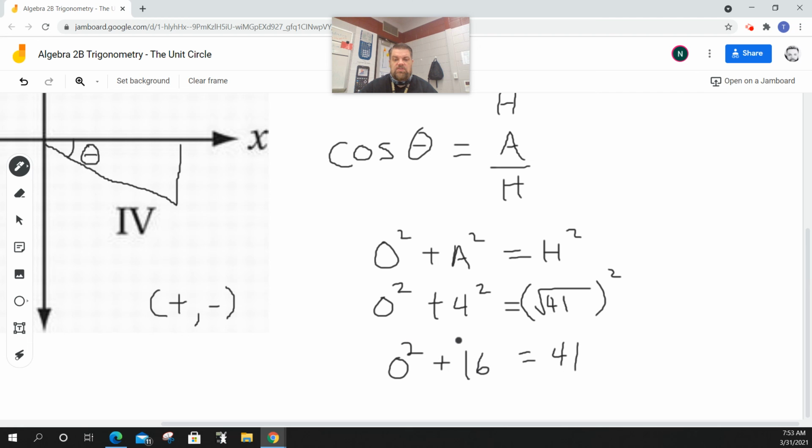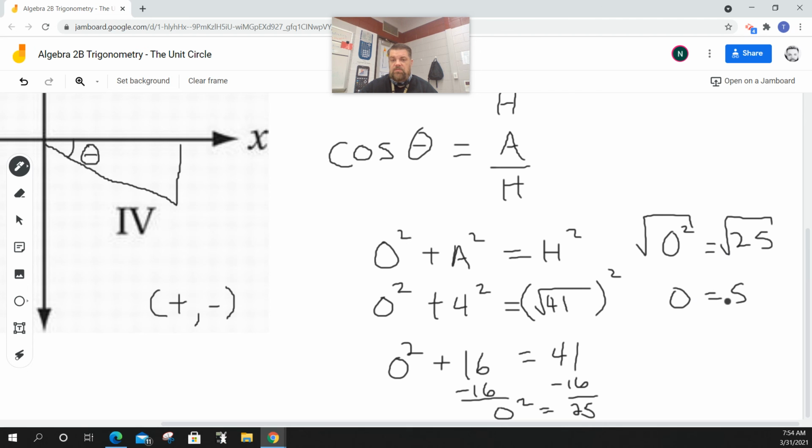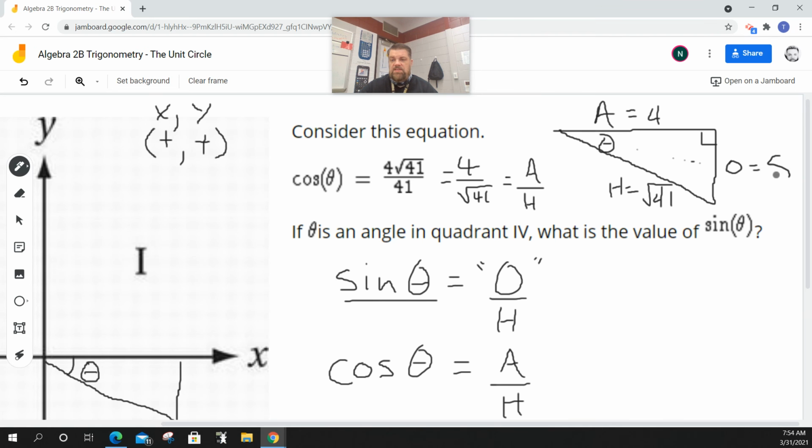And then I have the opposite squared. That's the letter O, not 0. So then I subtract 16 from both sides, and I get 25, right? So the opposite squared is equal to 25. If I take the square root of both sides, I get that the opposite is equal to 5, okay? So way up here, this is 5. So it's 5, 4, root 41, okay?